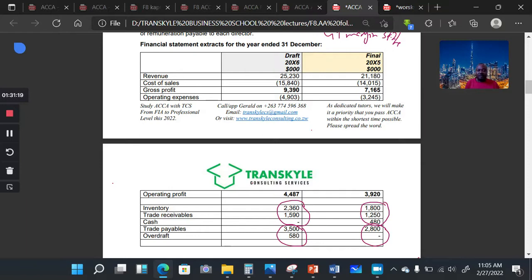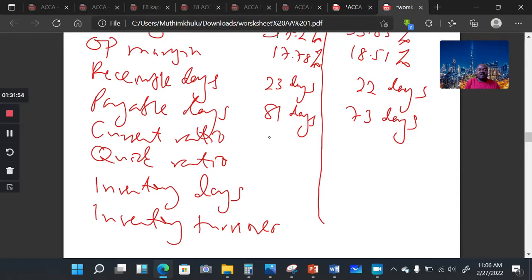This calculator of mine is misbehaving again. Let me just do this: 3950 divided by 4080. So we're going to have 0.97 times. That's the current ratio.